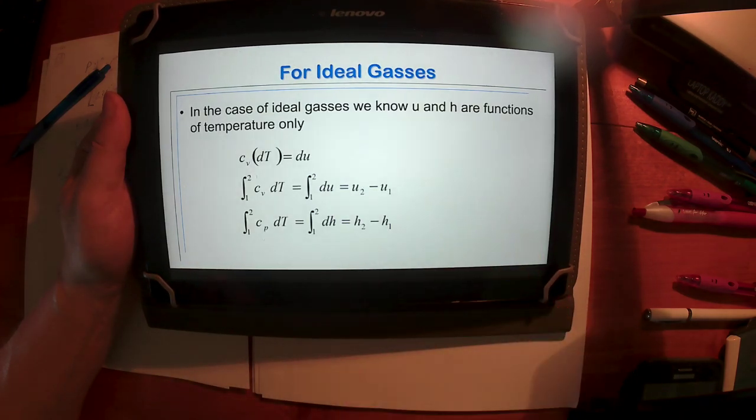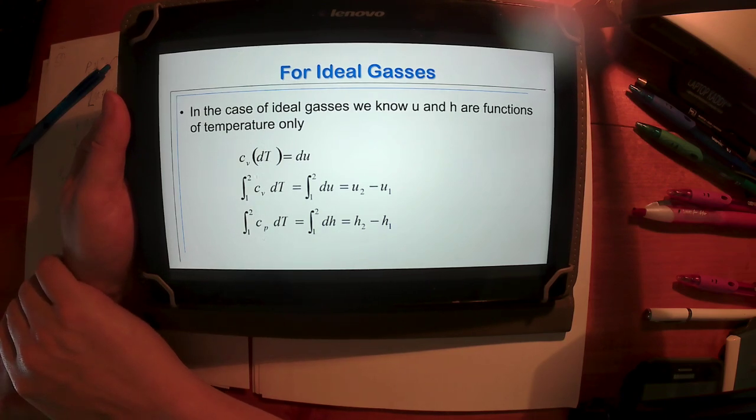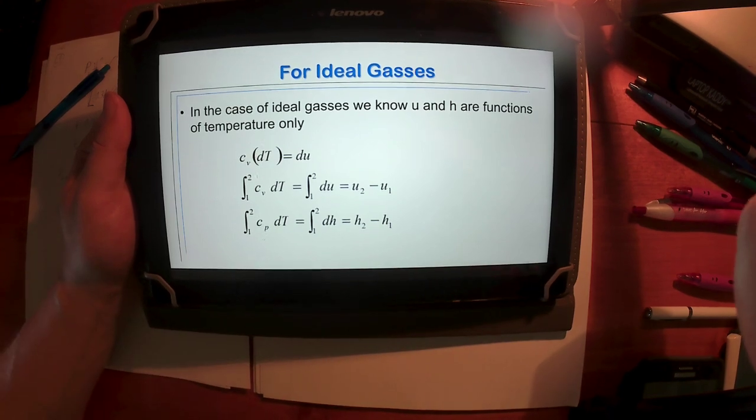And we do know through science that for ideal gases, temperature is the only thing that controls a U or an H value. So I can use a regular ordinary differential, a regular d, on those parameters.